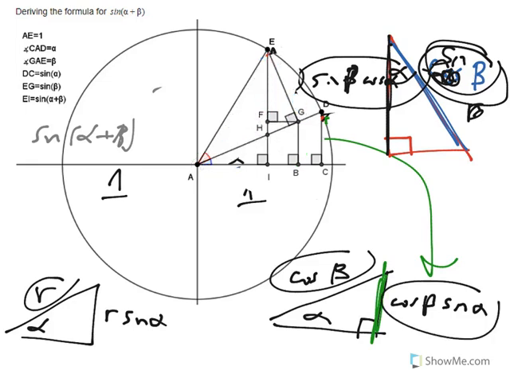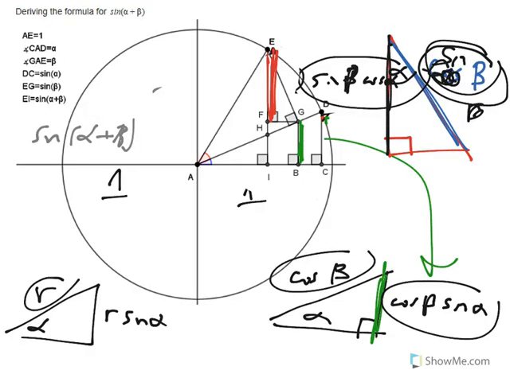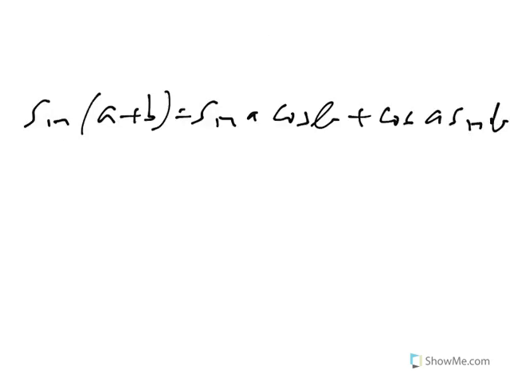Let me erase everything now. So this thing here is sine beta cosine alpha, and this piece here is cosine beta sine alpha, and together we end up with the formula, which I'll write again: sine of A plus B equals sine A cosine B plus cosine A sine B. Sometimes they call a visual proof like this a proof without words, and it's a good formula. That's a pretty interesting proof of it. There are other proofs of it.